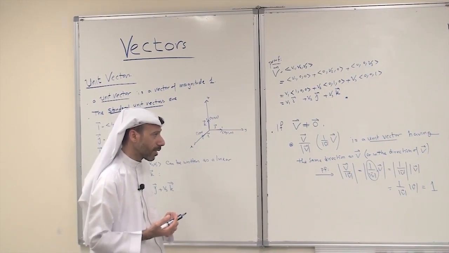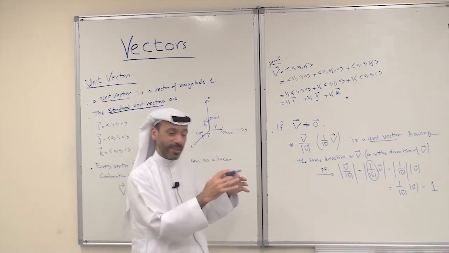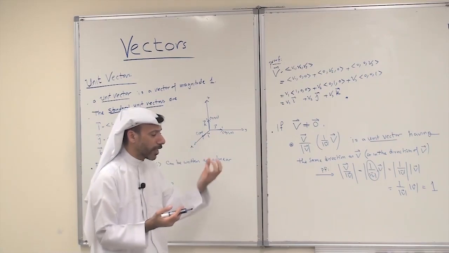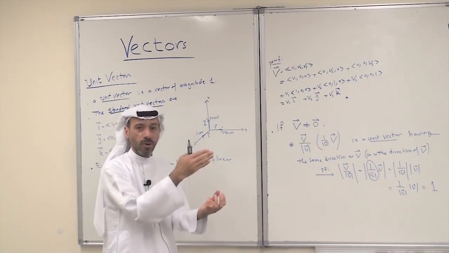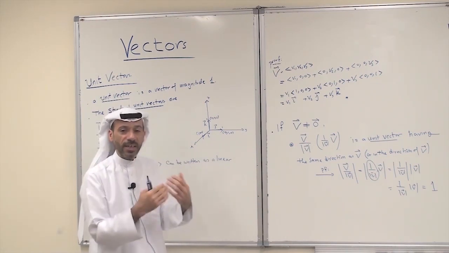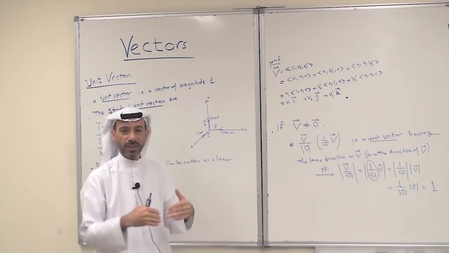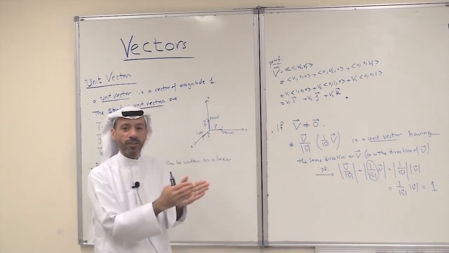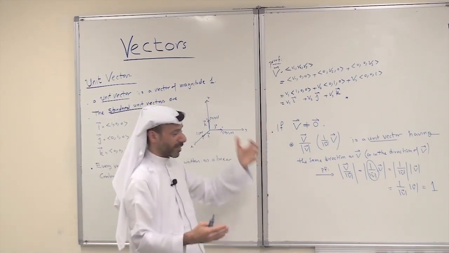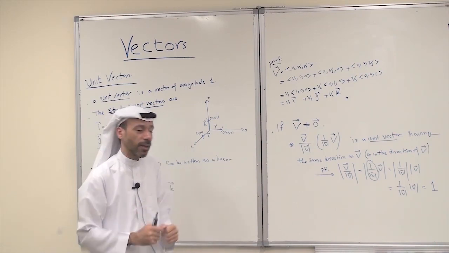We can also look at this in a different way. Usually, given a vector, you have two possibilities: either it is a unit vector or it is not a unit vector. If it is not a unit vector, how do we make it a unit vector? Always just divide by the magnitude of v. When you divide a vector by its magnitude, you make it a unit vector.